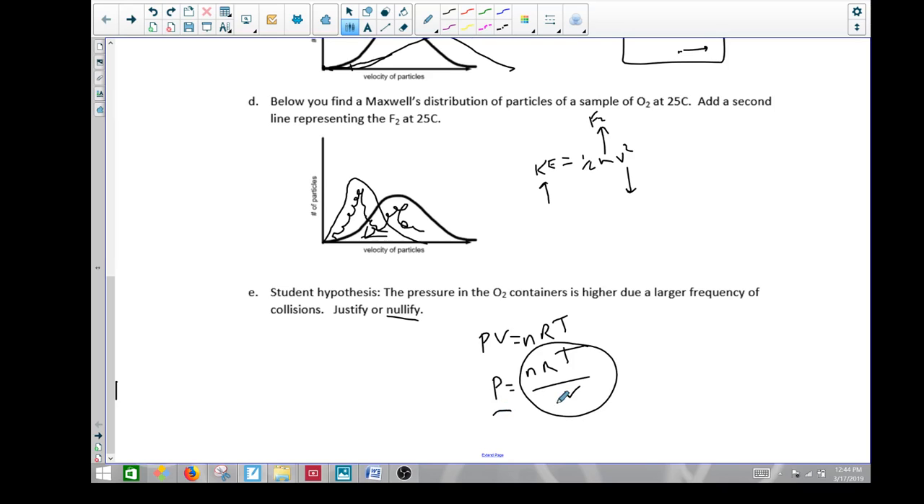Now again, yes, we do have more collisions with the O2, but the fluorine particles may have less frequent collisions, but the collisions that they do have are more forceful. So, there we go. Therefore, the pressure is the same.